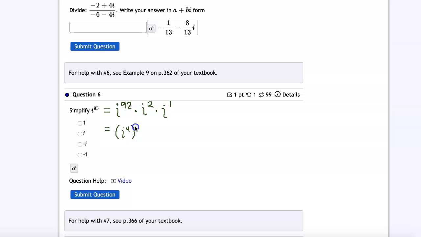Well, see, i to the 92nd power, since 92 is divisible by 4, it's 23 times 4. We say that's i to the 4th power to the 23rd power, and then we already know that i squared is negative 1, and then we have our regular i afterwards, of course. Now we replace i to the 4th with 1, so we have 1 to the 23rd power times this negative i, and so our answer then is going to be negative i. 1 times negative 1 times i is negative i.